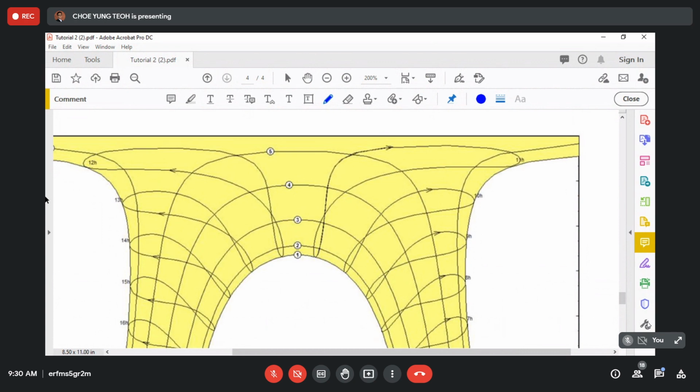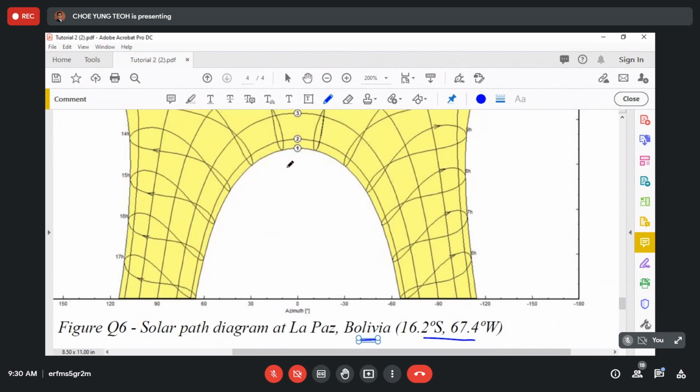In that case, first you need to know the direction. We know that the sun moves from east to west, and in the morning in the east, the azimuth angle will be negative. So this one I can say is east, and this is west. So the direction for 1 is north. So the sun will pass through the north of this location at date 1.